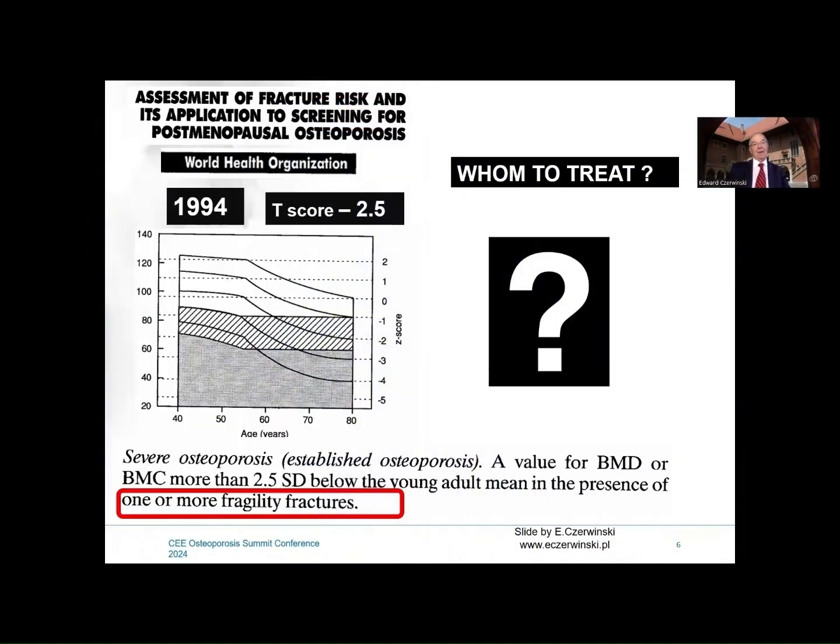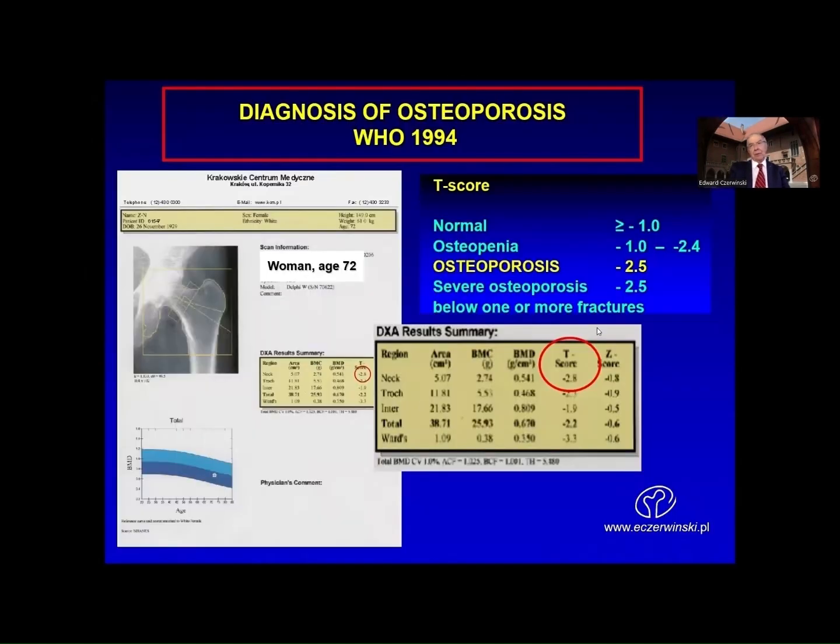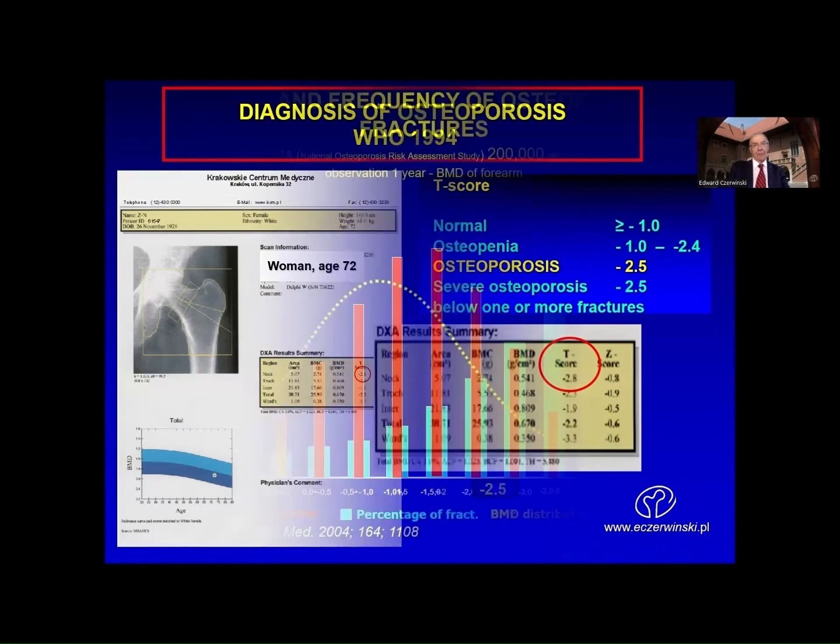The first step was done in 1984, when WHO published the assessment of fracture risk, and it was the threshold value of BMD minus 2.5. So who had the value of minus 2.5 got the osteoporosis, and we have the categories of osteopenia, osteoporosis, and severe osteoporosis. And this looks fine.